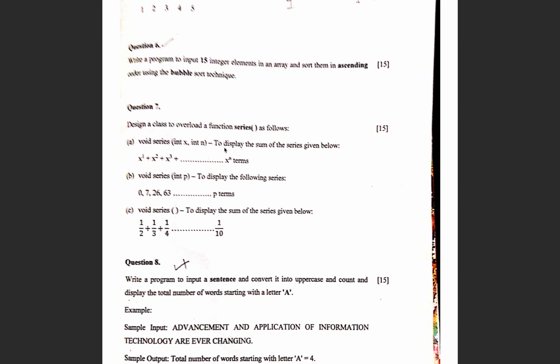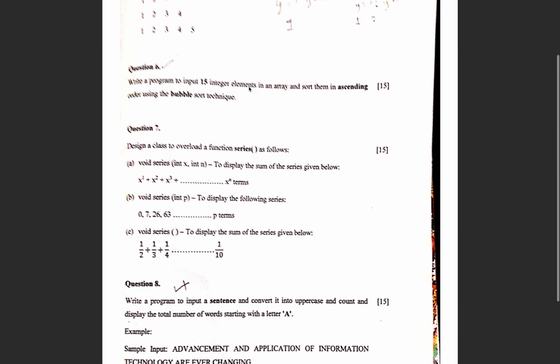So in this video I'm going to solve question 6 of ICSE Computer Applications paper 2019. Question 6 says, write a program to input 15 integer elements in an array and sort them in ascending order using the bubble sort technique.